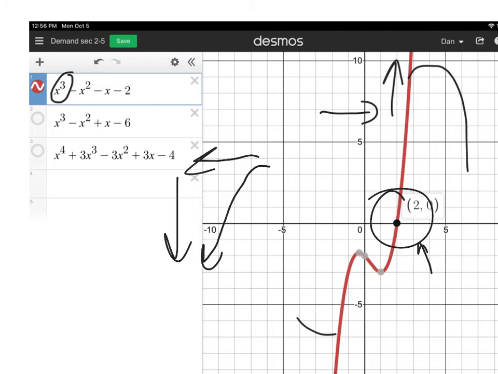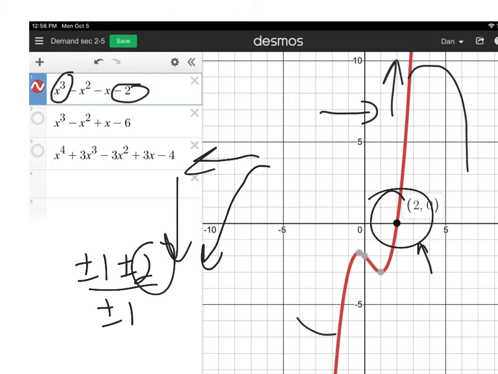So if you think about that rational root theorem, remember how we do the factors of this last term, so plus or minus 1, plus or minus 2, over the factors of the coefficient of the first term, so that's just plus or minus 1. And lo and behold, 2 is one of the possibilities, and that's what we're seeing.